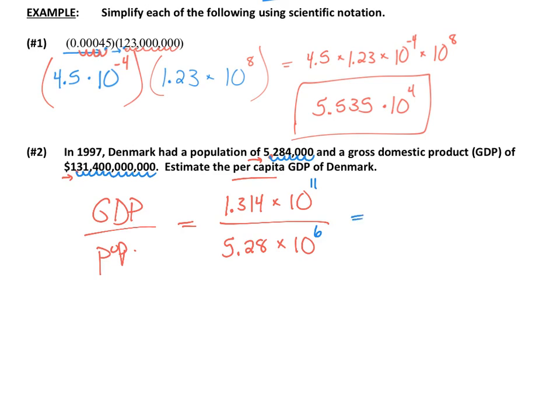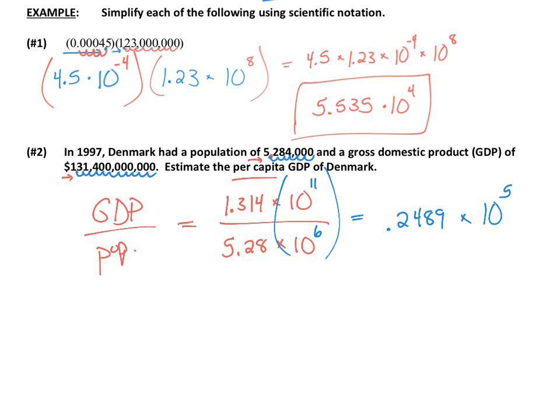And then we can figure out what is 1.314 divided by 5.284. That would be 0.2489 roughly. I had to round that. And then if you look at 10 to the 11th over 10 to the 6th, that would be 10 to the 5th power.